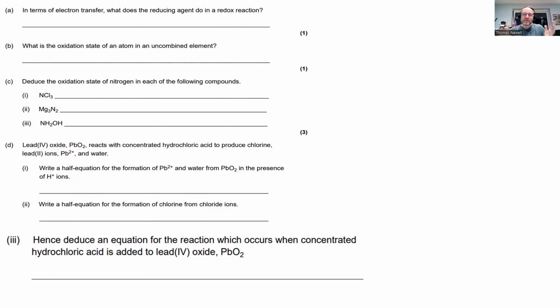What is the oxidation state of an atom in an uncombined element? Right, this is a rule you have to know off by heart. Atoms in uncombined elements, so if you just have oxygen, nitrogen, carbon on their own, chlorine on their own, their oxidation state is 0. Now it says deduce the oxidation state of nitrogen in each of the following compounds. So let's look at this one first of all.